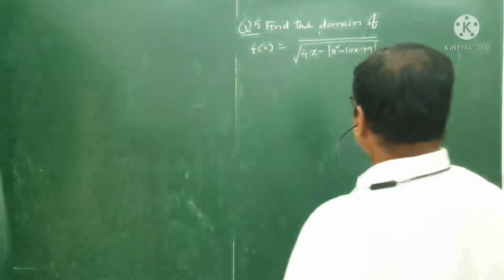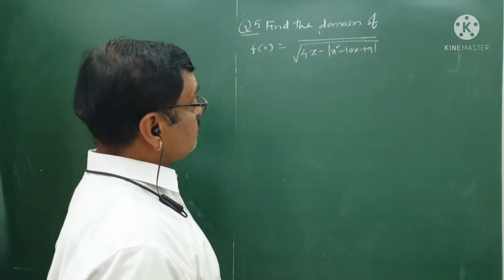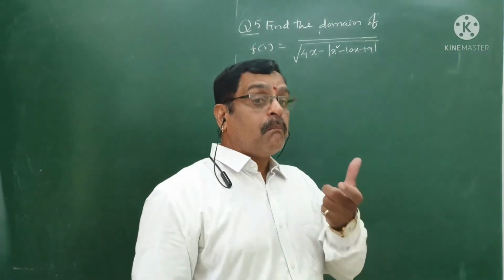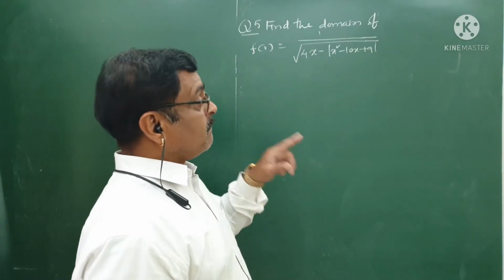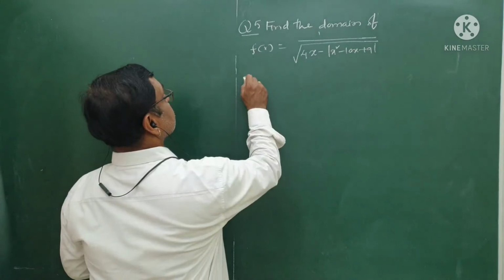Next question: find the domain of f(x) = 1 over root of (4x minus mod of (x square minus 10x plus 9)). Okay, now solution.